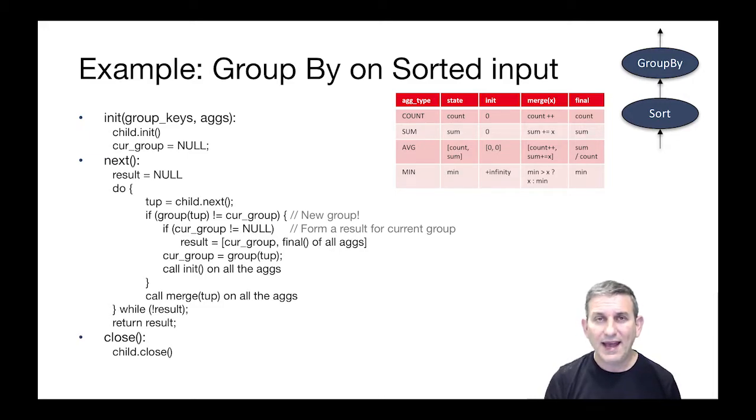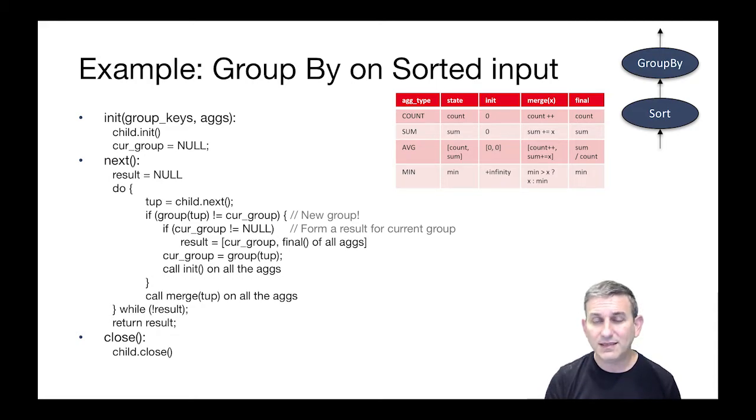far. Average is a bit more interesting. It keeps two local state variables, a count and a sum, initializes them both to 0, and then uses them just like count and sum are used for merge. It increments the count, it adds to the sum, and then the final function for average takes the sum divided by the count and returns that average.